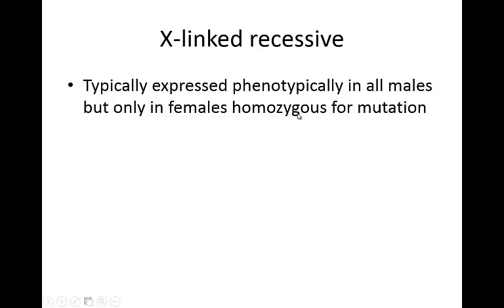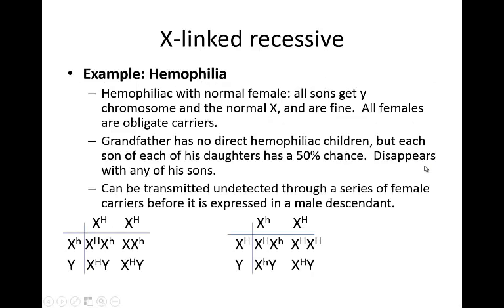If something is an X-linked recessive trait, it is going to be expressed phenotypically in all males because they only have one copy of the X chromosome. It is only going to be expressed in females that are homozygous for the mutation. So for the males, it doesn't matter if they get one bad copy because they only have one X chromosome, so there's nothing to compensate for it. Females, on the other hand, if they get a bad copy, they still have that backup X chromosome and they should be fine. It's only when they get two bad copies that they're going to have that particular trait.